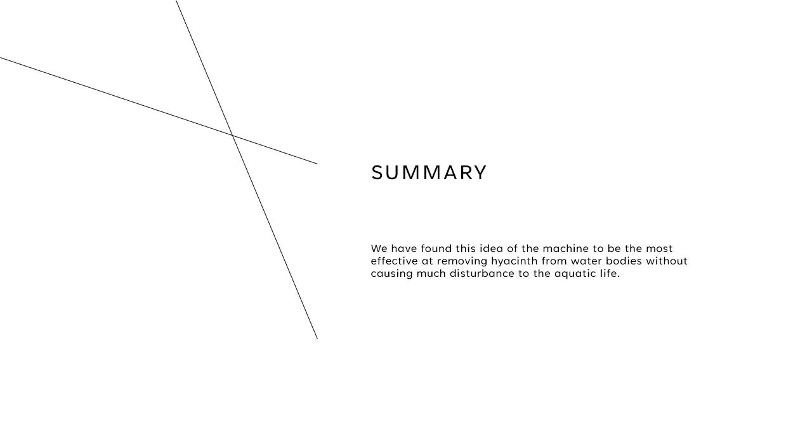To summarize, we have found that this machine idea is the most effective at removing hyacinth, and that this model or design that we came up with is very efficient, economical, and requires less maintenance, due to the fact that it can clear out large amounts of hyacinth without much effort or power. That is what makes it a very good idea, and it does not cause much disturbance to the aquatic life, since it will operate at the surface of the water and will not disturb much.